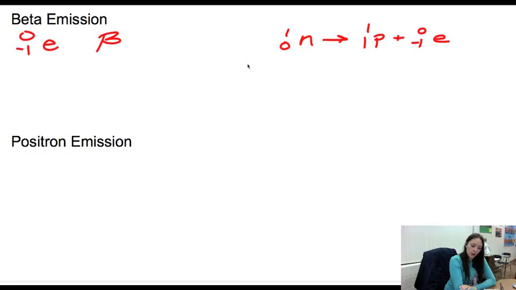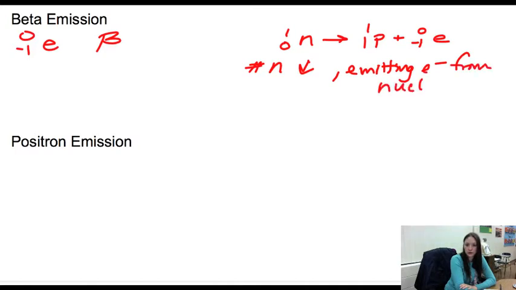And what happens is your number of neutrons goes down and you are emitting an electron from your nucleus. So let's look at an example.